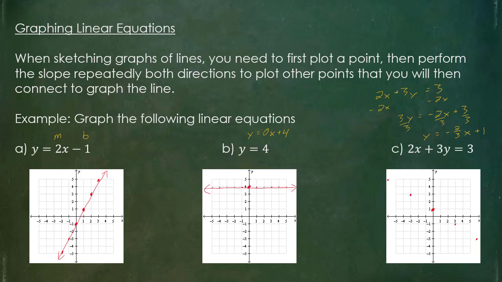And that gives me enough points that I should be able to now draw my line, throw the arrows on to imply it goes on forever. And now I've sketched the possible graphs for each of these equations that I was presented with.